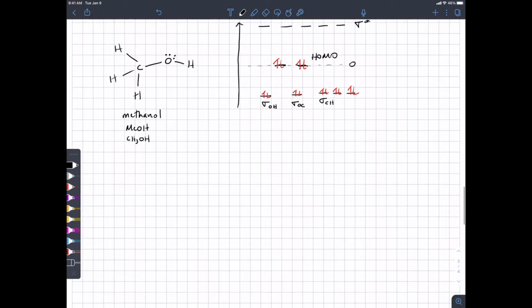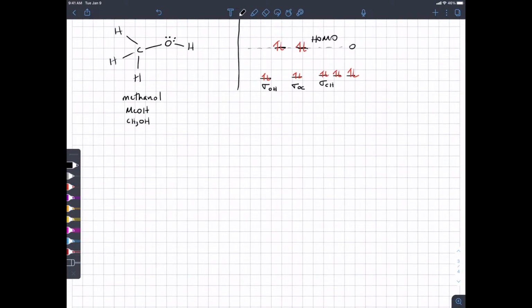All right, let's do this fun molecule. Fun. Fun is always relative.